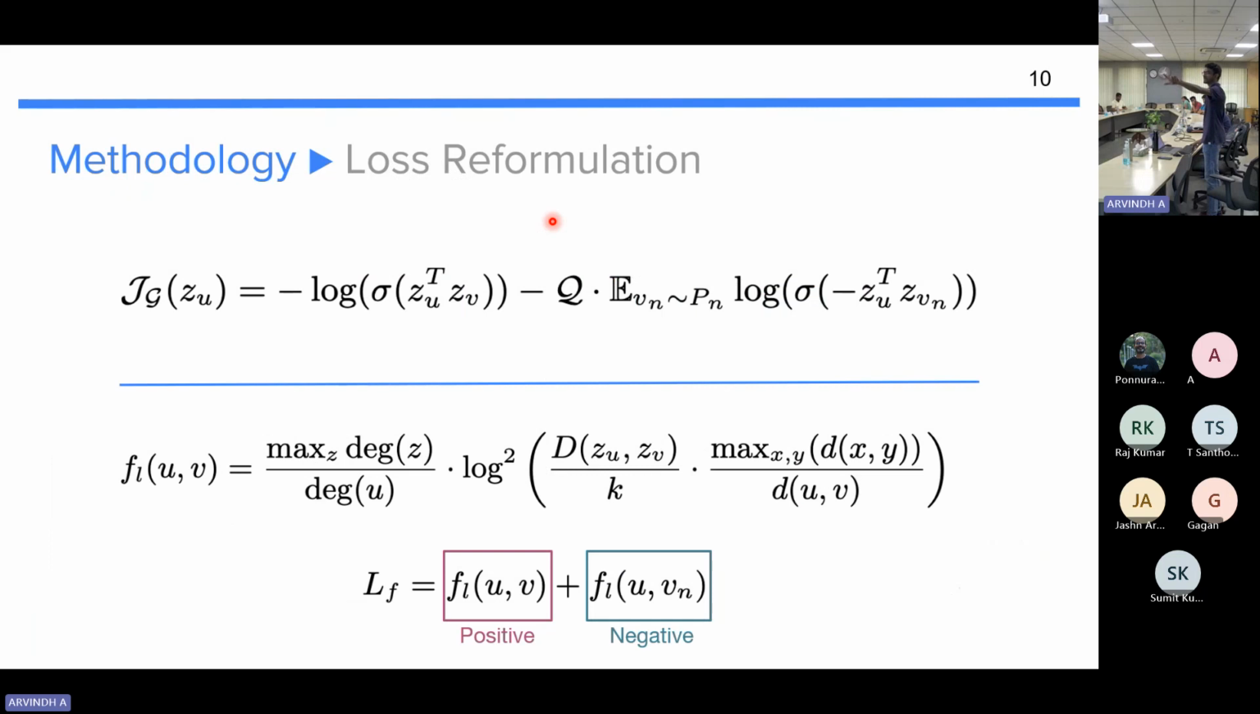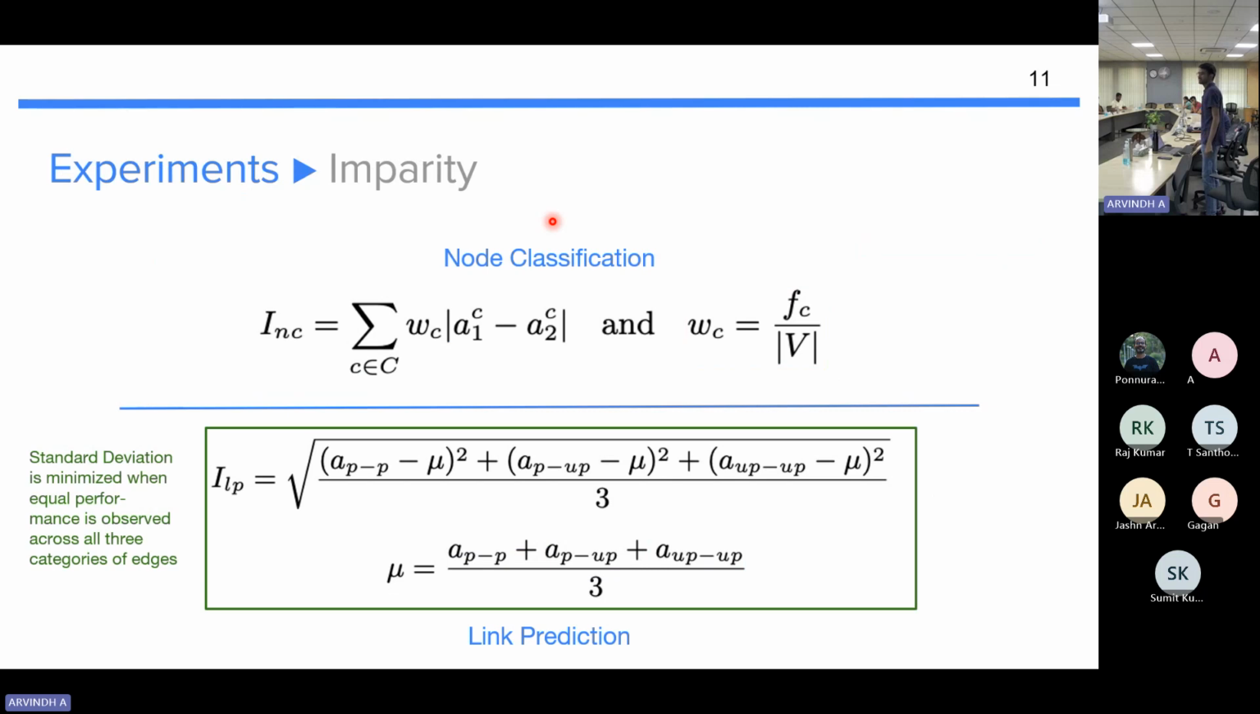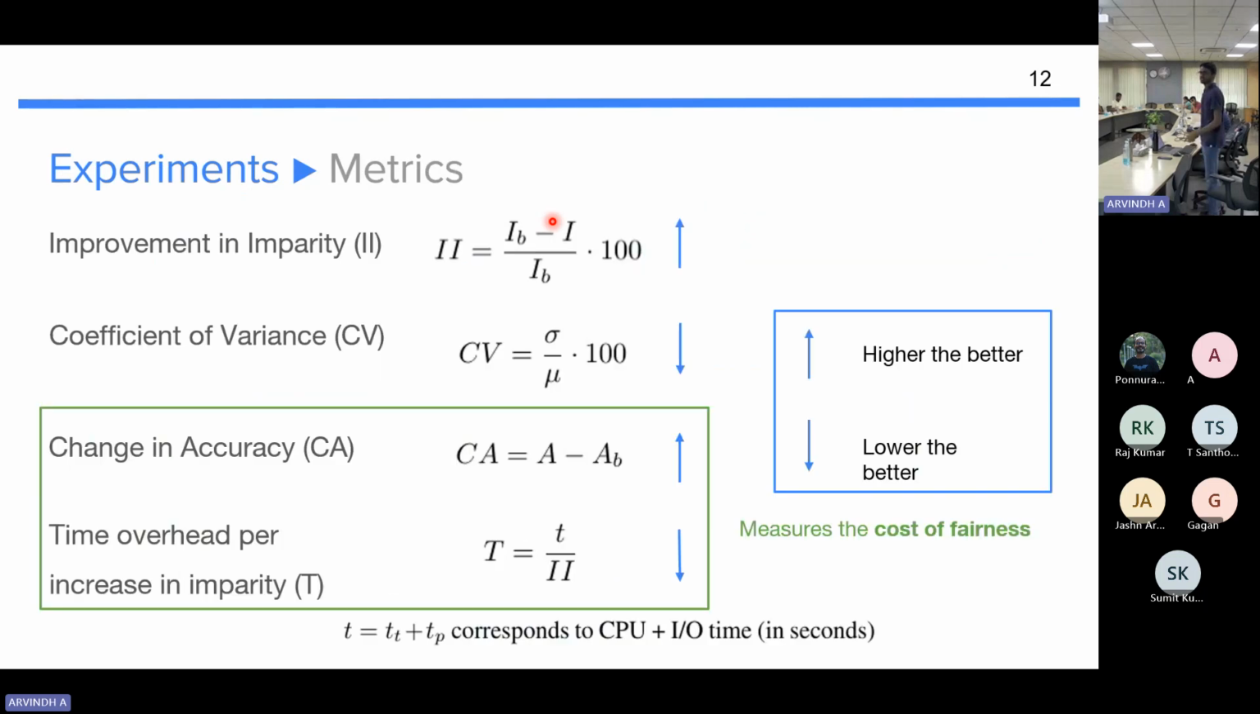if you had noticed before, we have pairwise distances between each node, and this is not trivial to compute. So there is some pre-processing cost involved as well. And we also need to compute the degree of each of the nodes. So we also measure the time overhead per increase in disparity, which is basically how much time you're spending, in seconds, for a unit increase in disparity. So yeah, these two are the cost of fairness.